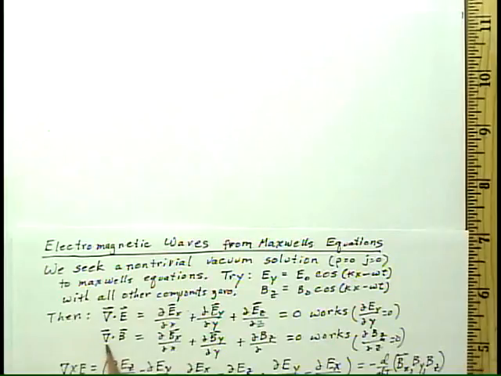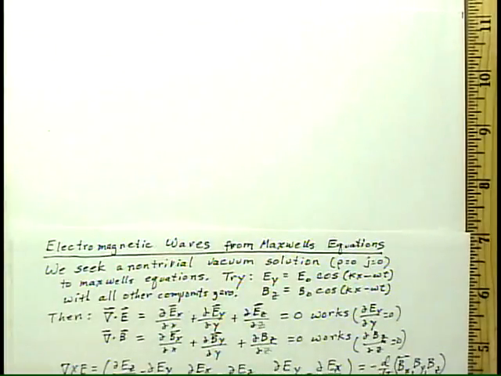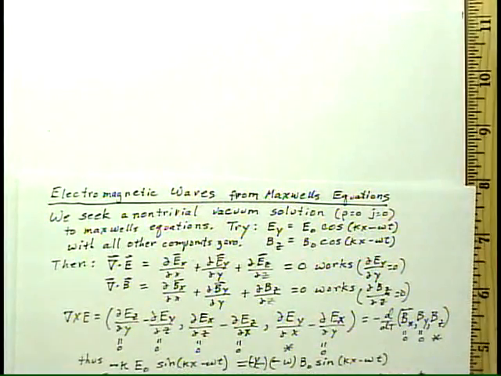By that same token, del dot B also works because Bz contains only the component x, so the partial of Bz with respect to z vanishes. Likewise, both Bx and By vanish, so they vanish also. So the first two of Maxwell's equations trivially work. We now go to the next equation.